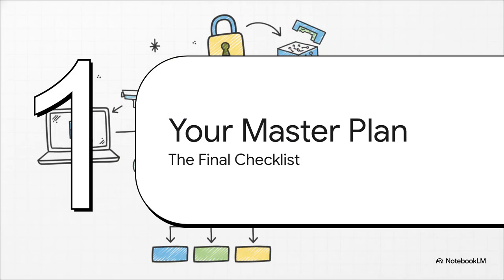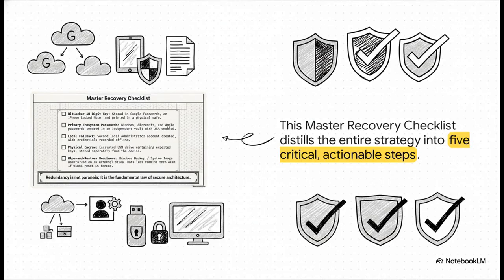All right, we have covered a lot of ground. The theory, the threats, the architecture. So now let's bring it all together into a final, actionable master plan that you can go and use today. Here it is, your master recovery checklist. Number 1, store that 48-digit BitLocker key in at least 3 places, one in the cloud, one on a separate device, and one physical copy.